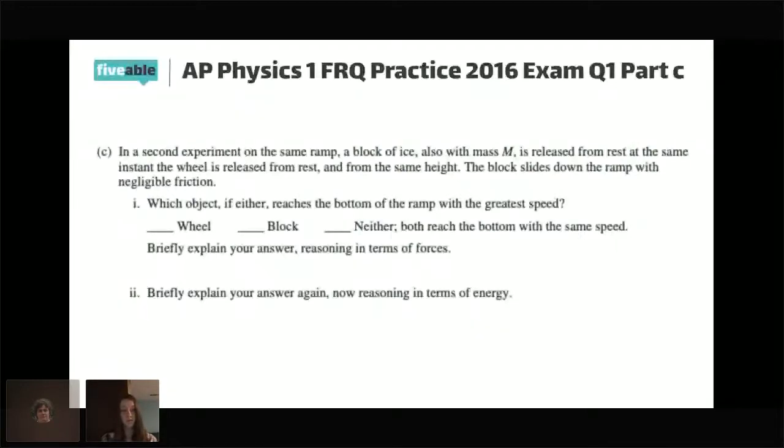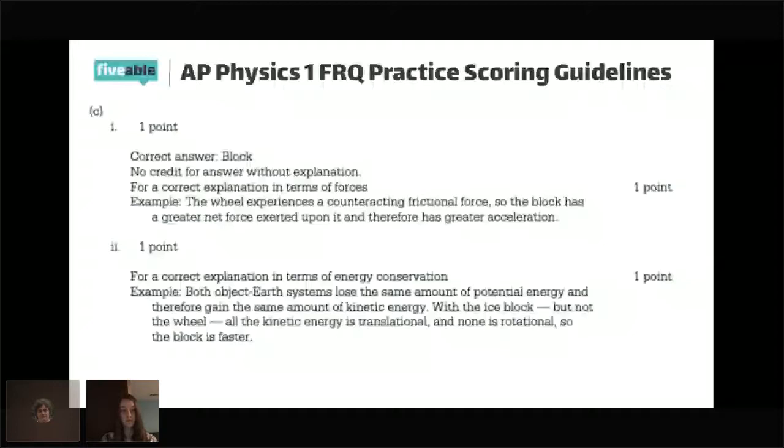So the correct answer is the block of ice, which I think the friction idea is pretty intuitive. The block of ice has less friction, so it goes down the ramp faster. And then it also says in terms of energy conservation. So a block in general isn't going to rotate, which means that all of the gravitational potential energy at the top of the ramp can turn into translational kinetic energy.